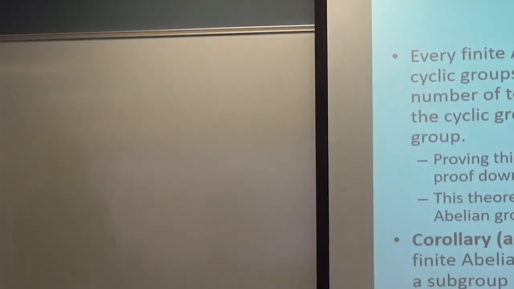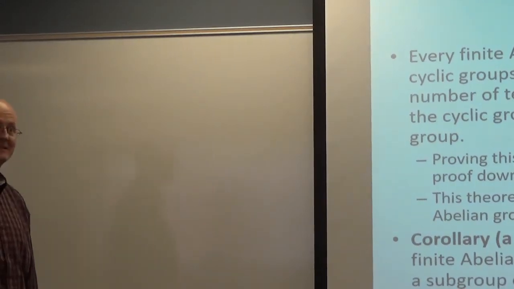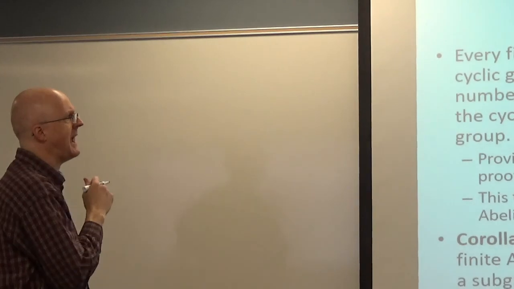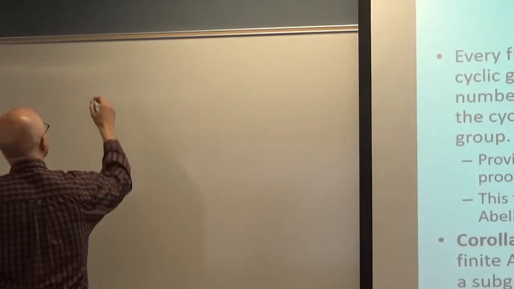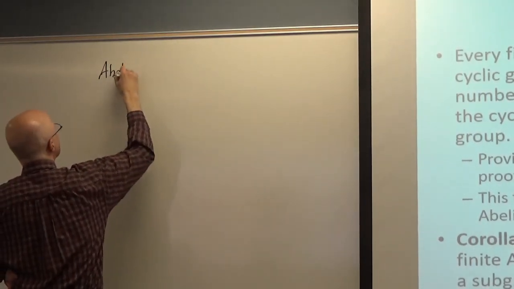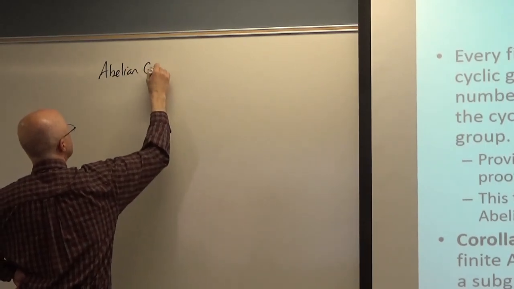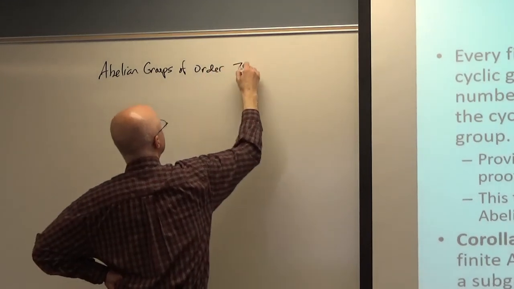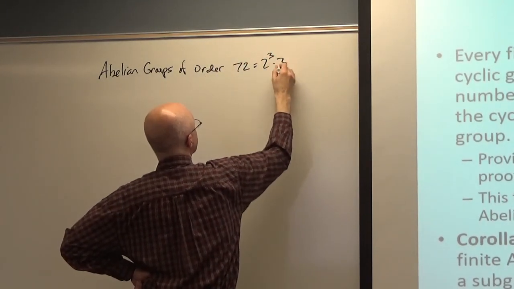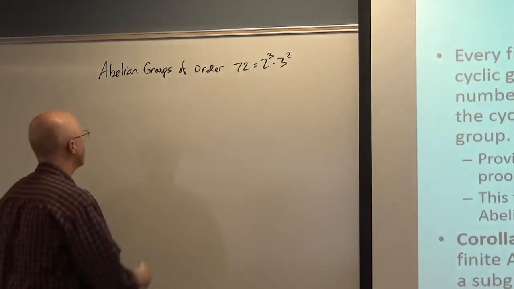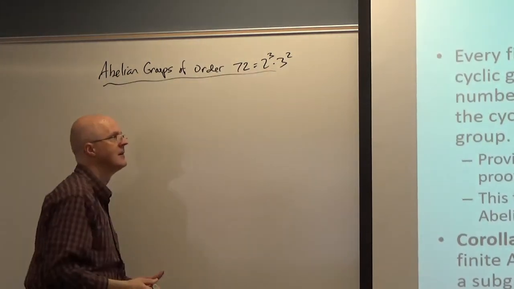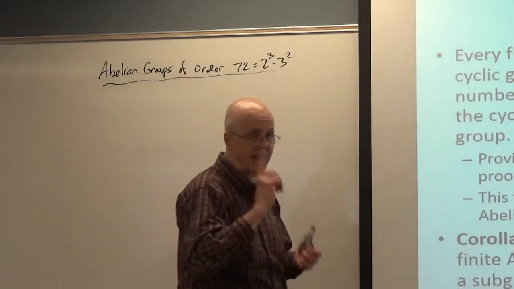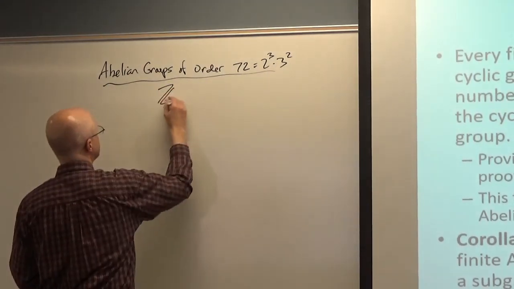What about groups of order, oh, say 8 times 27? Maybe I should do an easier example first. How about 8 times 9? Abelian groups of order 72, 2 cubed times 3 squared. According to this theorem, we can break it down into a direct product that may have just one factor, the cyclic group of order 72.